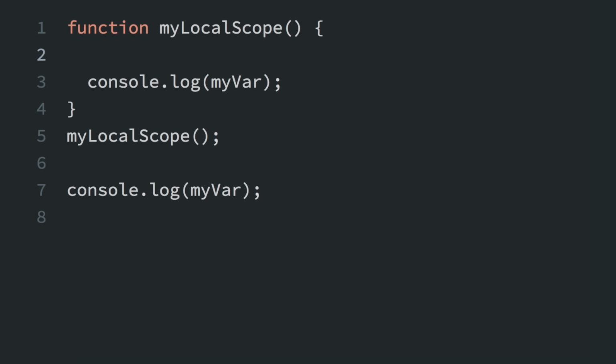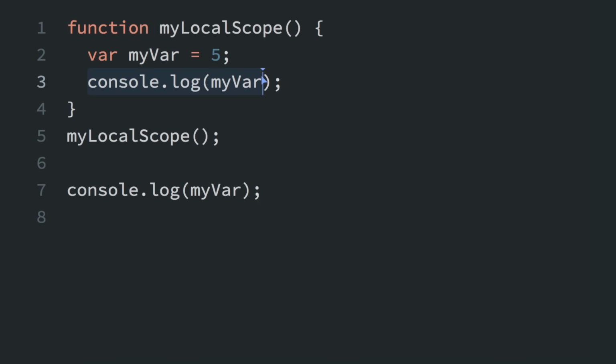Variables which are declared within a function, as well as the function parameters, have local scope. That means they're only visible from within the function. Let me show you what I mean. If I declare a variable right here, my var equals 5. So we've declared this variable inside a function. So this variable, my var, is only visible inside the function.